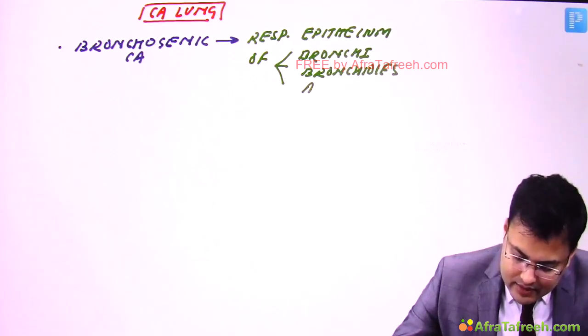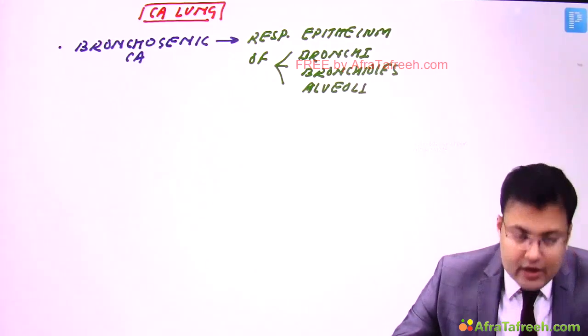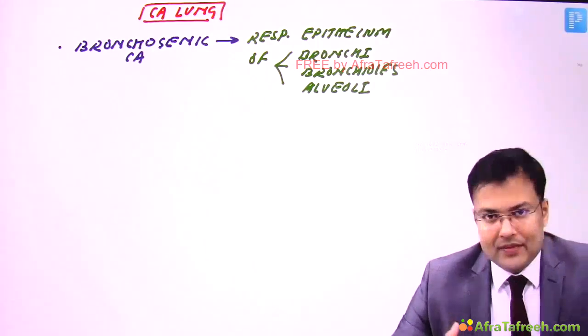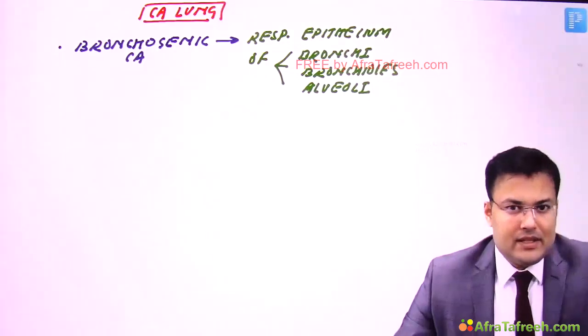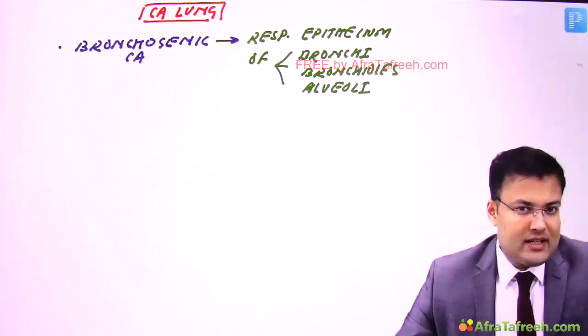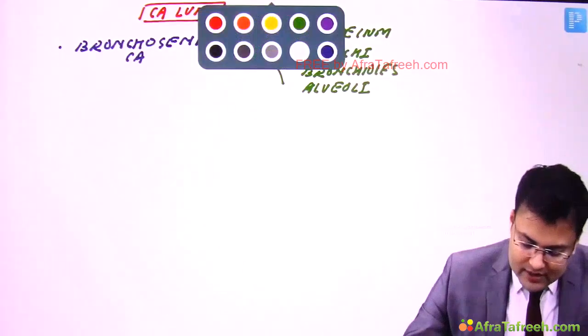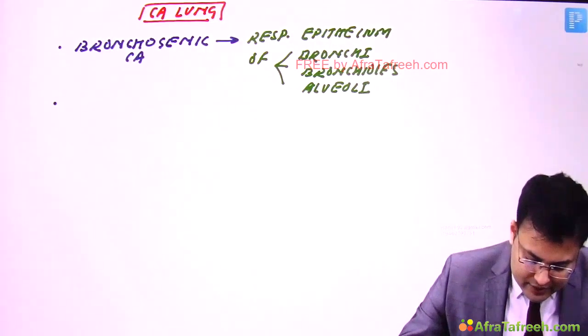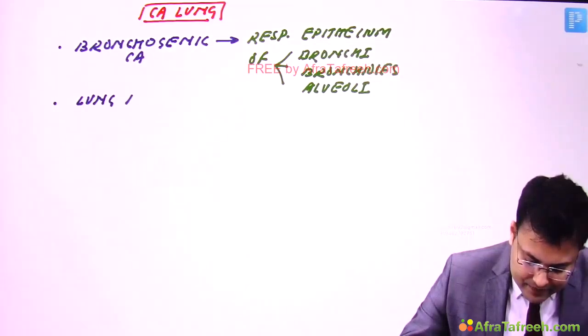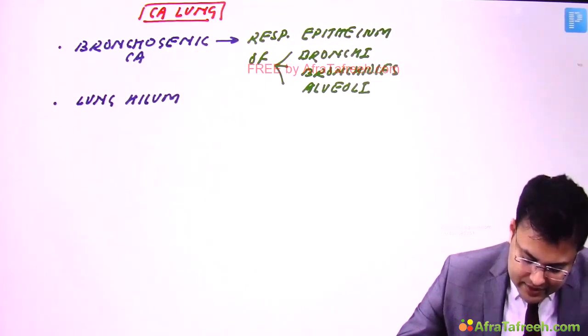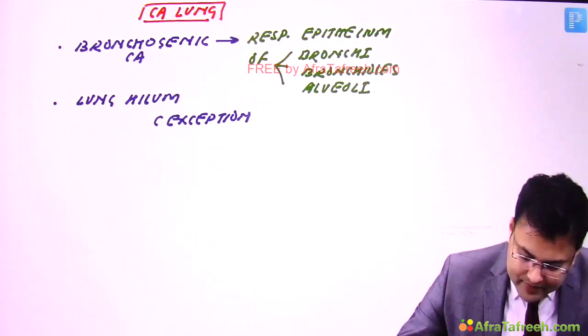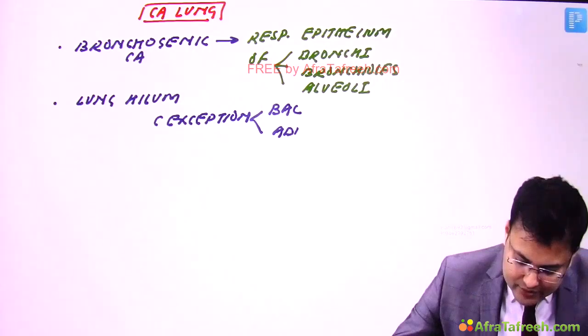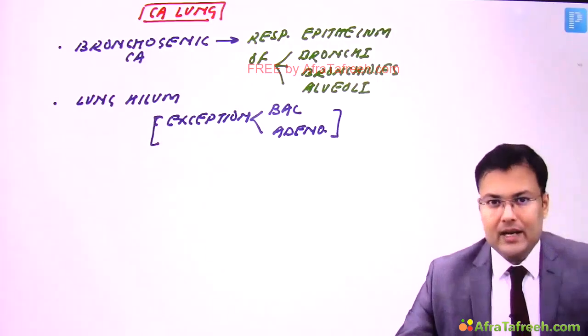Now see, the majority of carcinoma lung arises from the lung hilum, but there are exceptions like bronchoalveolar carcinoma and certain adenocarcinomas. Otherwise, the majority are going to arise from the lung hilum.